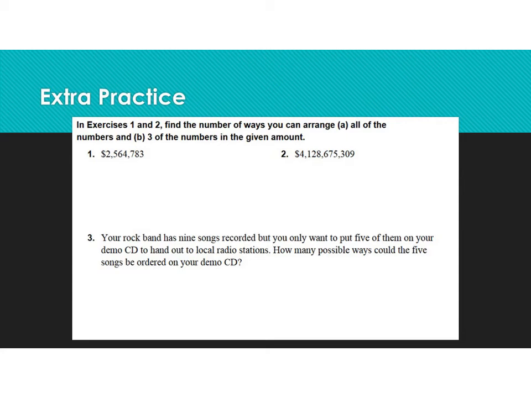For number 1, we have 2,564,783, and we want to find the number of ways you can arrange all the numbers. Here, order does matter, so this is going to be a permutation. For A, it's all the numbers. Here we have 7 numbers, and I'm doing the permutation of taking all 7 of them, and that's going to be 7 factorial: 7 times 6 times 5 times 4 times 3 times 2 times 1. And that is going to be 5,040.